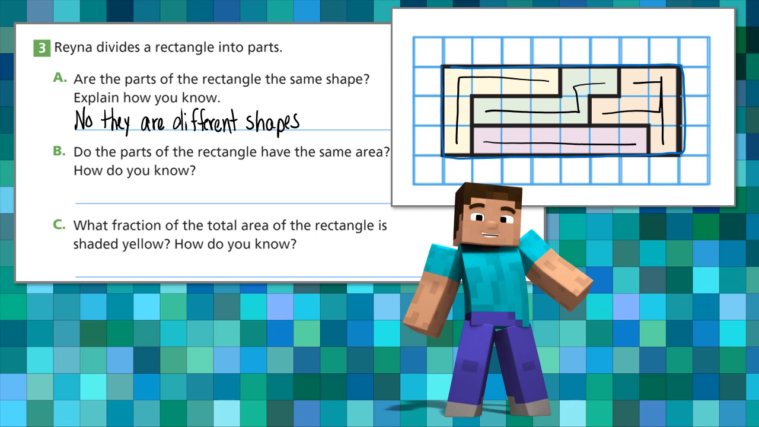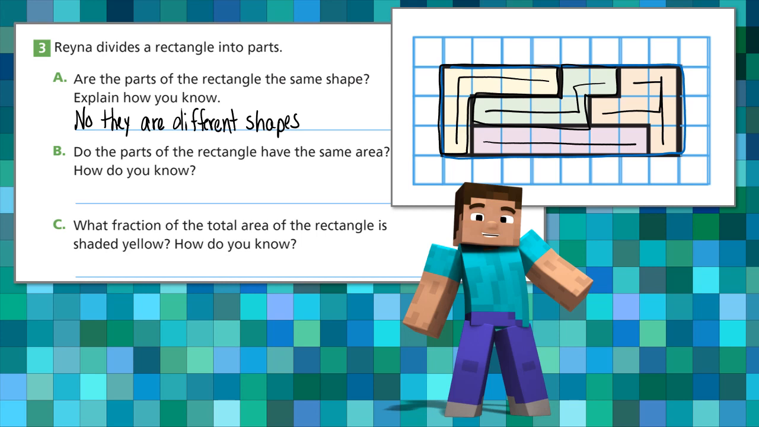And how do I know? Well, I have one that's a rectangle. The yellow one has 1, 2, 3, 4, 5, 6 sides, so that's a hexagon. 1, 2, 3, 4, 5, 6, 7, 8 sides, that's an octagon.